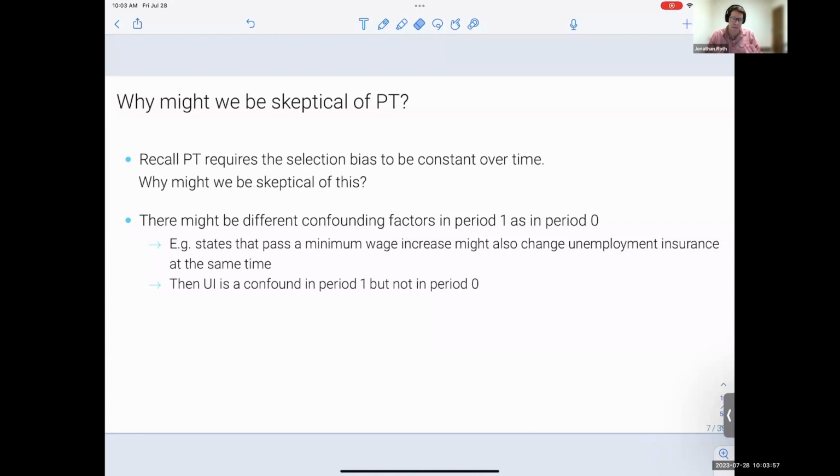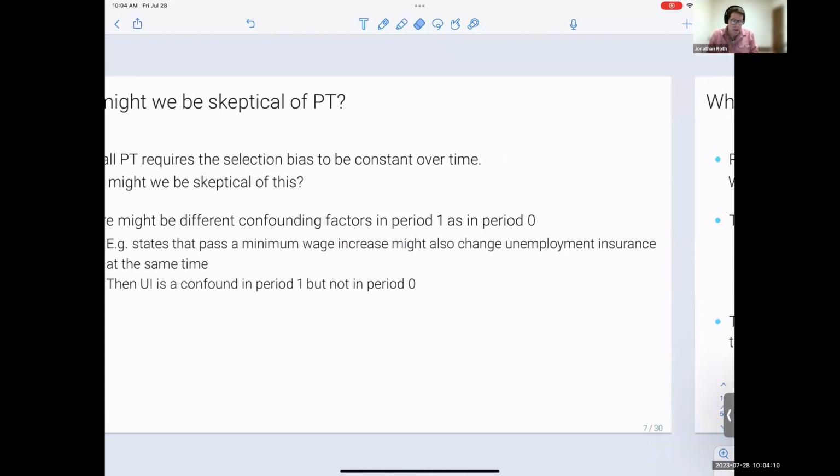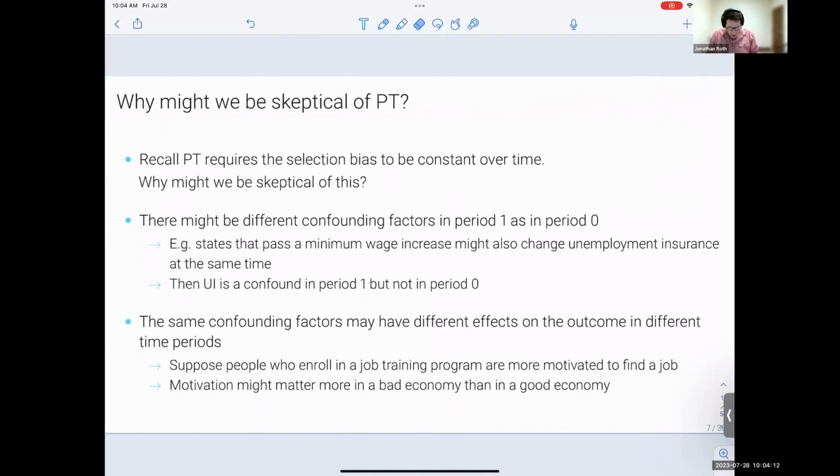And so there may be some confounds that exist in period one, but don't exist in period zero, either because other policies were passed at the same time in period one, or period one just has different types of factors that didn't really matter in period zero. So that's kind of one reason we might be skeptical. There's some time varying factors.